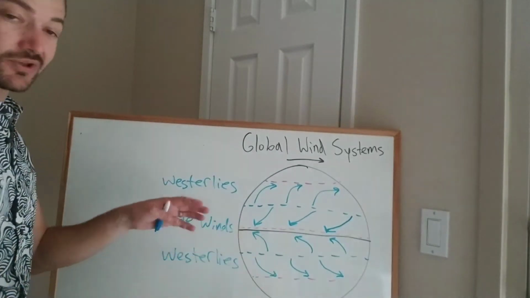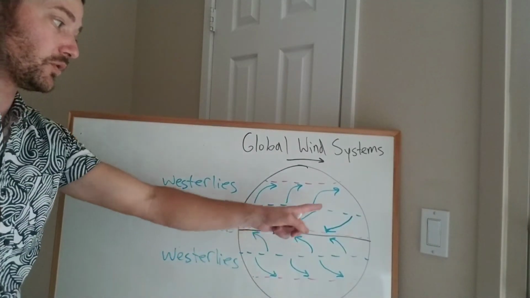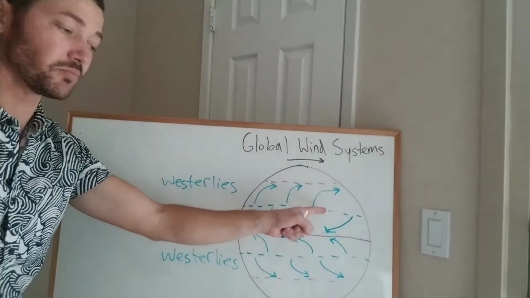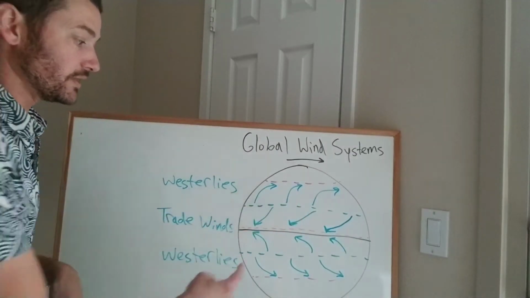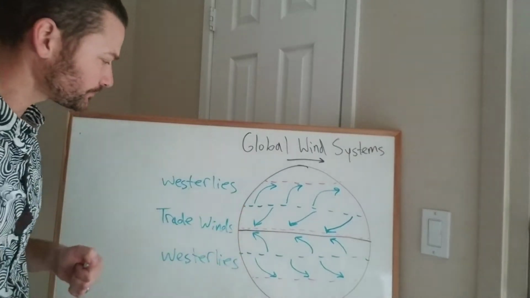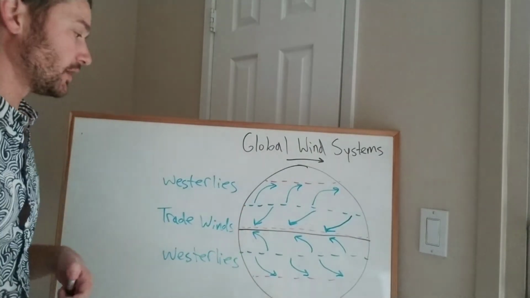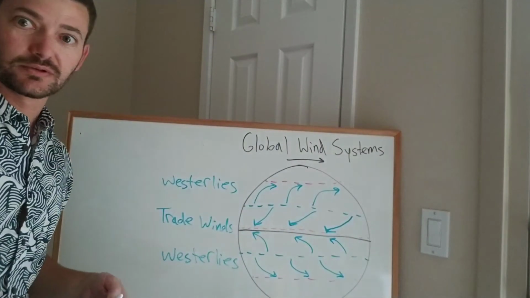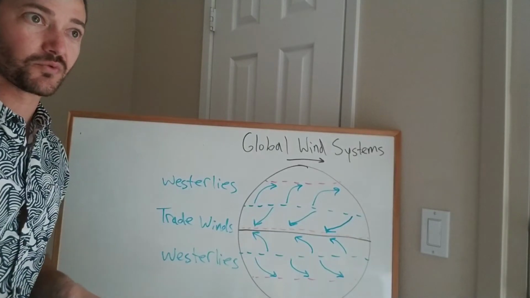Trade winds, you could give them their full name, northeasterly trade winds, because they blow from the northeast to the southwest, and then southeasterly trade winds, they blow from the southeast to the northwest. Westerly winds probably influence the most people on Earth out of any other wind system.